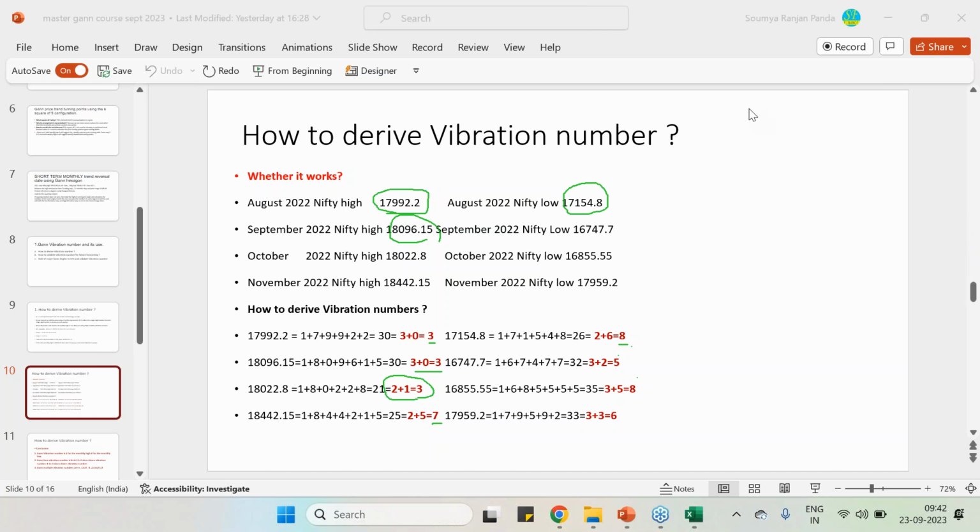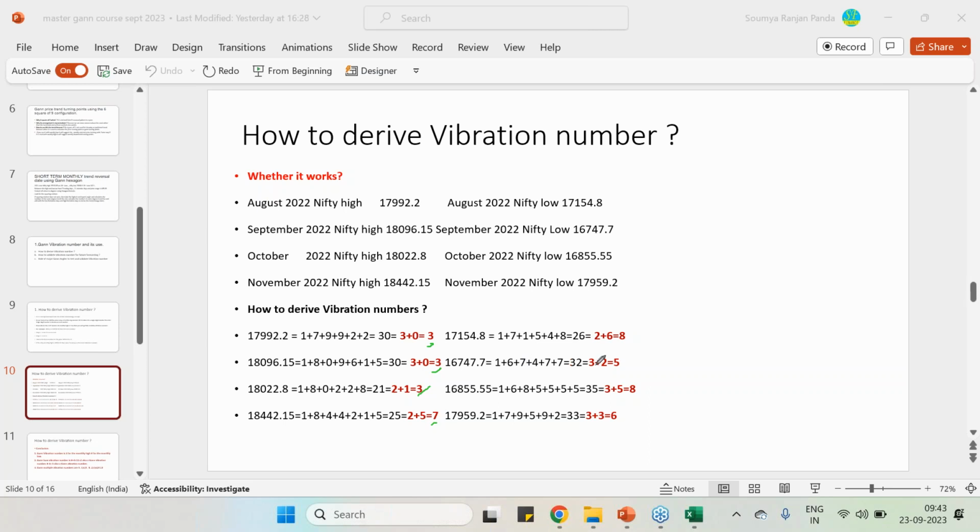This is not the final outcome, but this is the root number. See how it matches. August matches, September matches, October matches. So here 3 plus 4 is 7. So here 2 also, because you can split it. 3 plus 4 equal to 7. 7 into 1 also is 7.